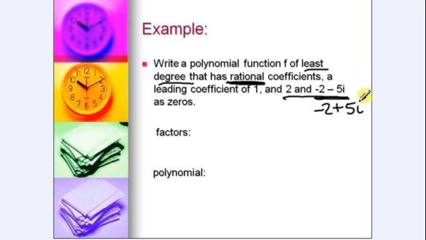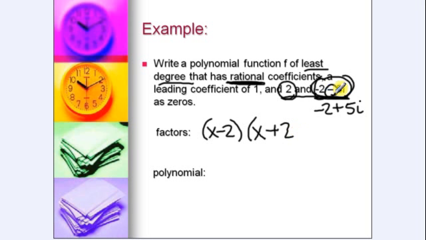Now, because it's least degree, we're going to leave it at the 3 zeros. We don't need to add any more than that. So if I have a zero of positive 2, that would go with a factor of x minus 2. If I have a zero of negative 2 minus 5i, that would go with a factor of x minus that whole quantity. If I subtract this whole quantity, minus a negative 2 would become plus 2, and minus a negative 5i would become plus 5i. So that will be another factor.